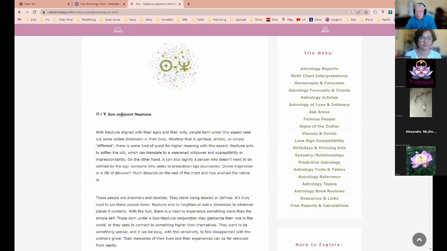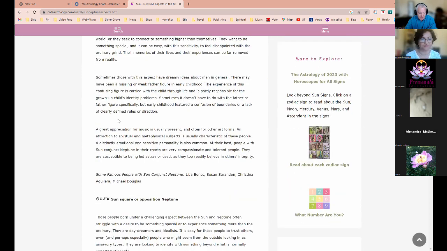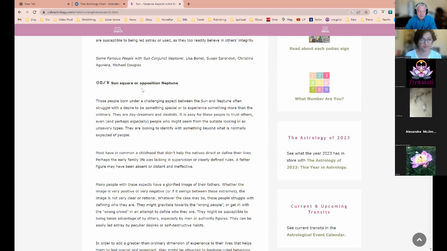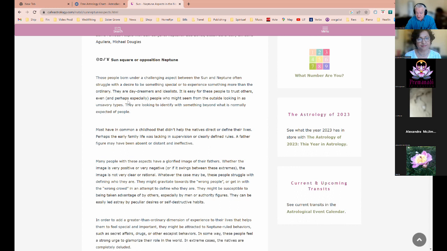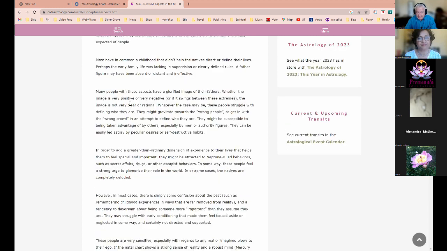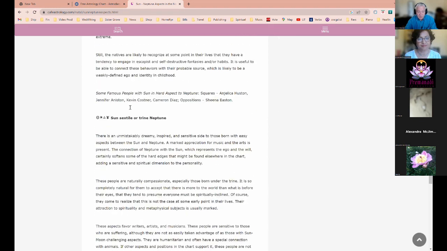Is the Sun conjunct Neptune in Johnny's chart? It's oppositional. It's opposite. So square or opposition. Aha. If they're putting square and opposition in the same box, that means that there could be trouble brewing, because a square is not exactly a positive one.